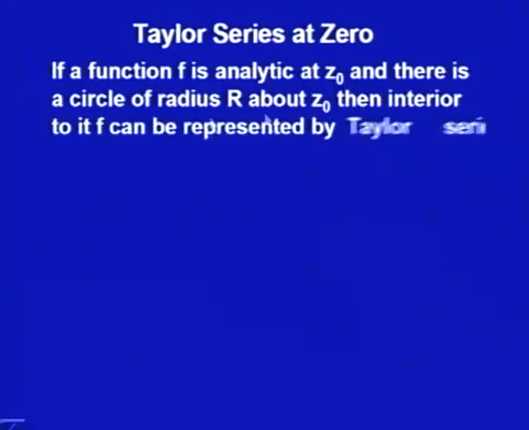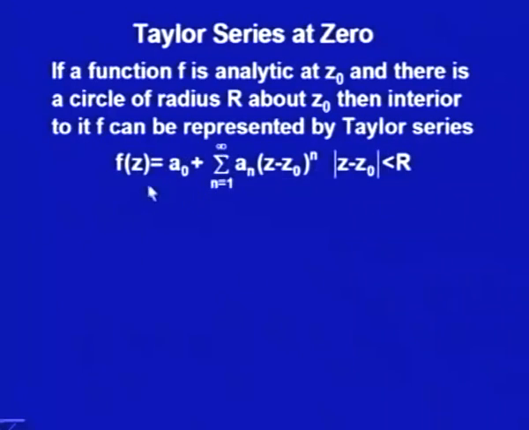If a function f is analytic at z naught and there is a circle of radius r about z naught, then interior to it, f can be represented by the Taylor series. That is, suppose f is analytic at z naught, that means we can always find a neighborhood in which the derivative would exist for all points, and we say that in this interior the function can be represented by the Taylor series.